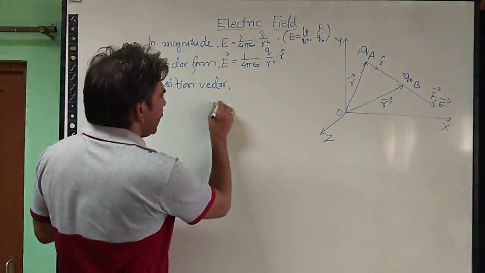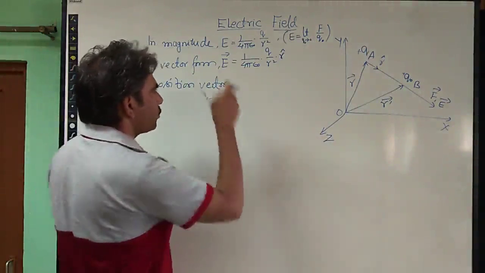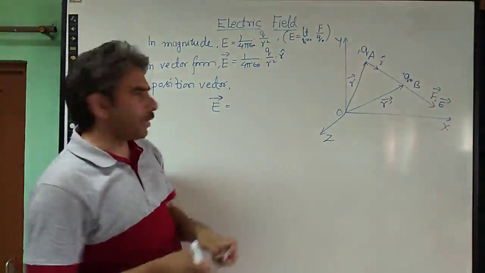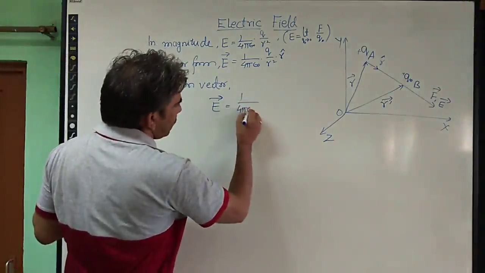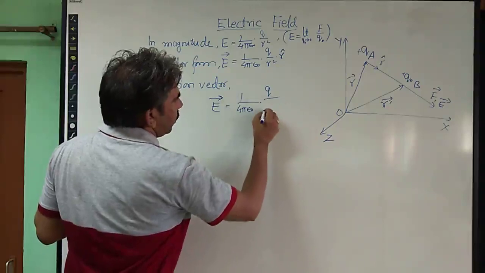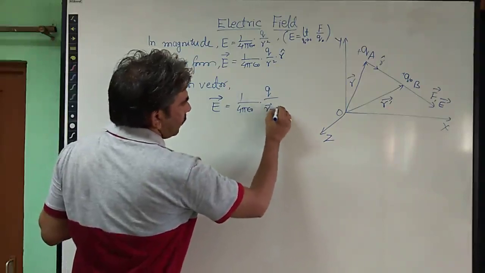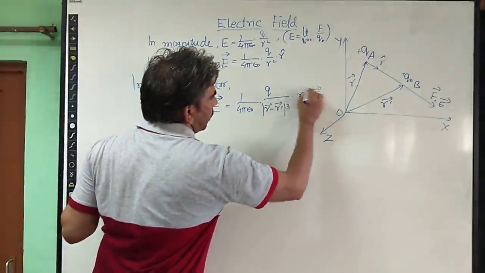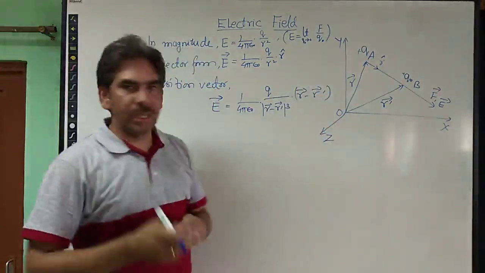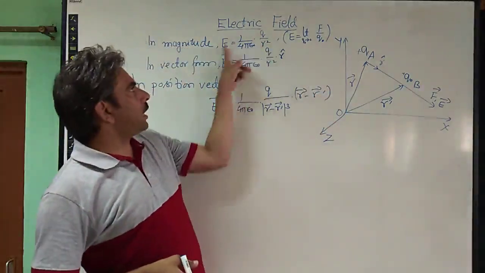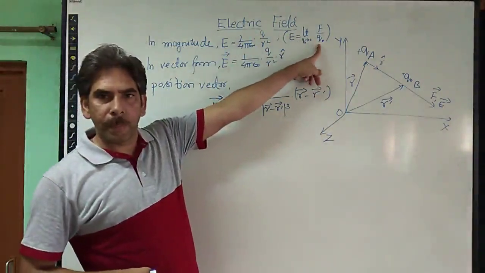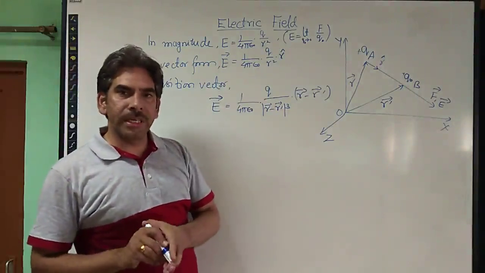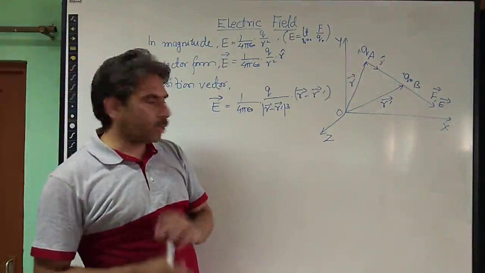The electric field, as we did earlier in the case of Coulomb's law while writing the electrostatic force in position vector form, is 1 upon 4 pi epsilon naught into q upon the magnitude of r vector minus r dash vector to the power 3, into the vector r minus r dash. This is how we write the expression for the electric field. We simply divide the electrostatic force by q naught. So this is how we can write the electric field in terms of the position vectors of the charges.